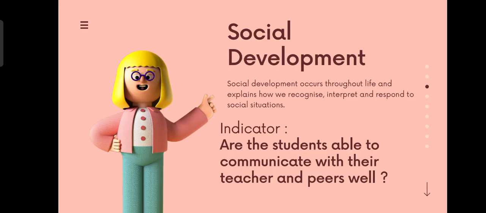So first, we have social development. Social development occurs throughout life and explains how we recognize, interpret, and respond to social situations. The indicator that I have made is in the form of a question. The question asked is, are the students able to communicate with their teachers and peers well?